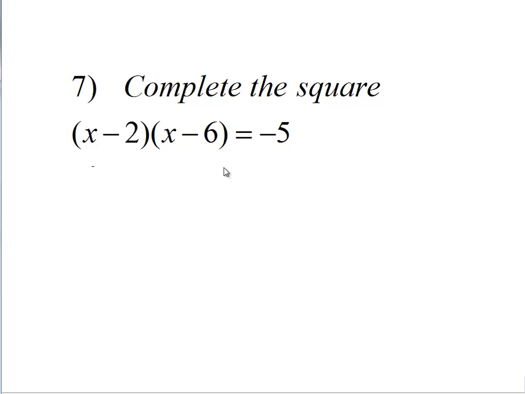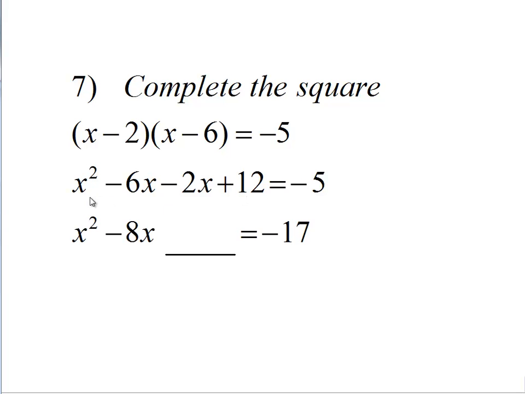Okay, complete the square. We have to multiply this out. x squared minus 6x minus 2x plus 12 is equal to negative 5. Then we move our 12 over, because we're going to turn this into a perfect square. So we have x squared minus 8x is equal to, you subtract 12, negative 17.